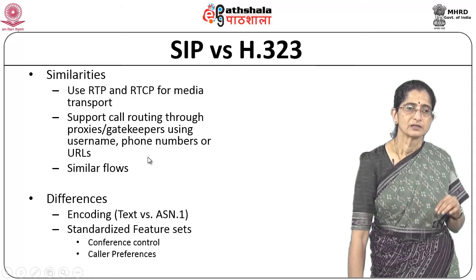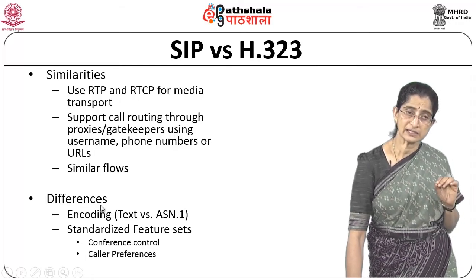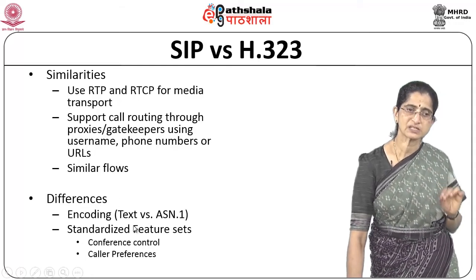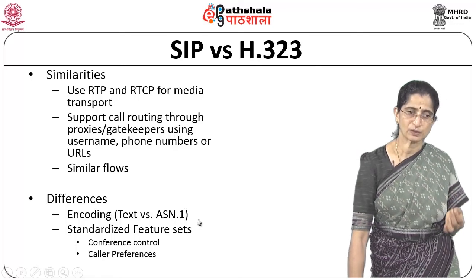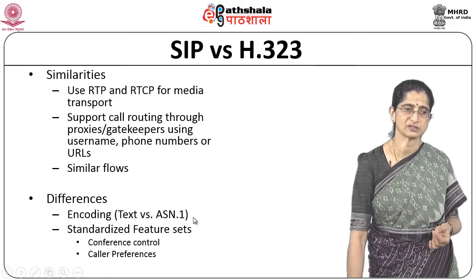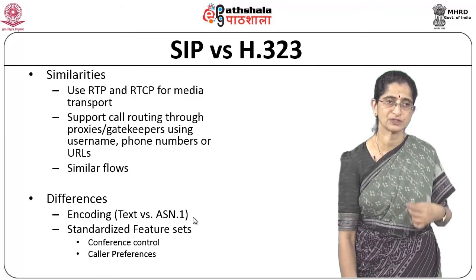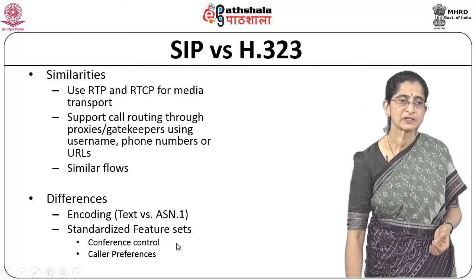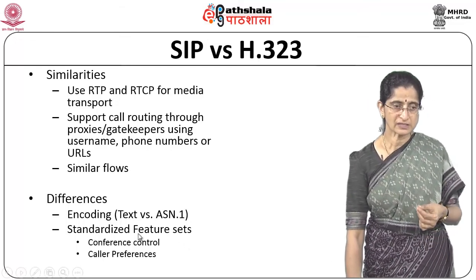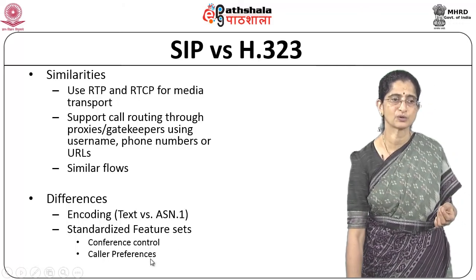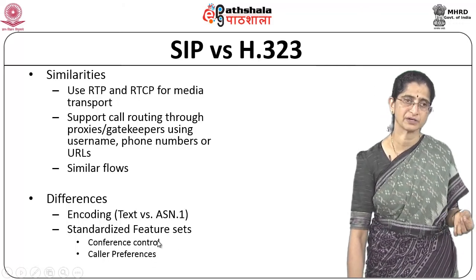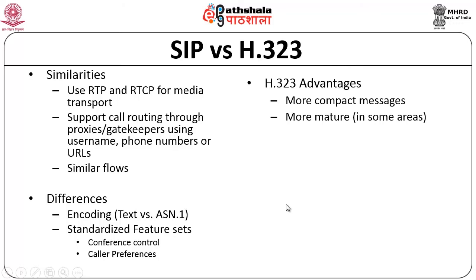Okay. Now the differences are that in the encoding that is used, SIP uses a simple text based encoding, whereas H.323 uses ASN.1, which is an abstract syntax notation. A different standard is used for encoding all the messages and so on. And there is also a difference in the standardized feature sets that are supported. For instance, you have conference control, caller preferences and other things which are supported in H.323.